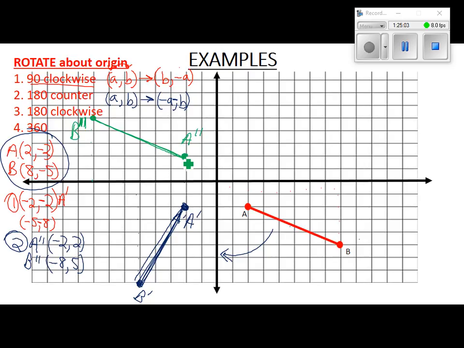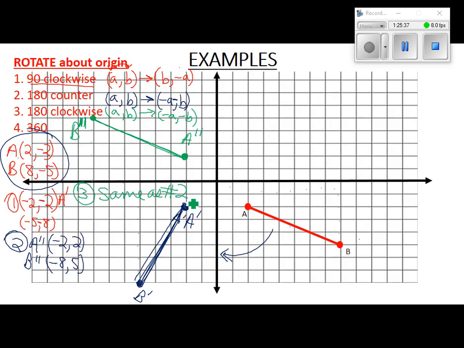For C, if we go 180 degrees clockwise, you'll notice that it's got the same rule as 180 degrees counterclockwise, because whether you rotate it clockwise or counterclockwise, if you go 180 degrees, you go half a turn, you're going to end up the same place. So number 3 is the same as number 2. It's going to be in the same spot.